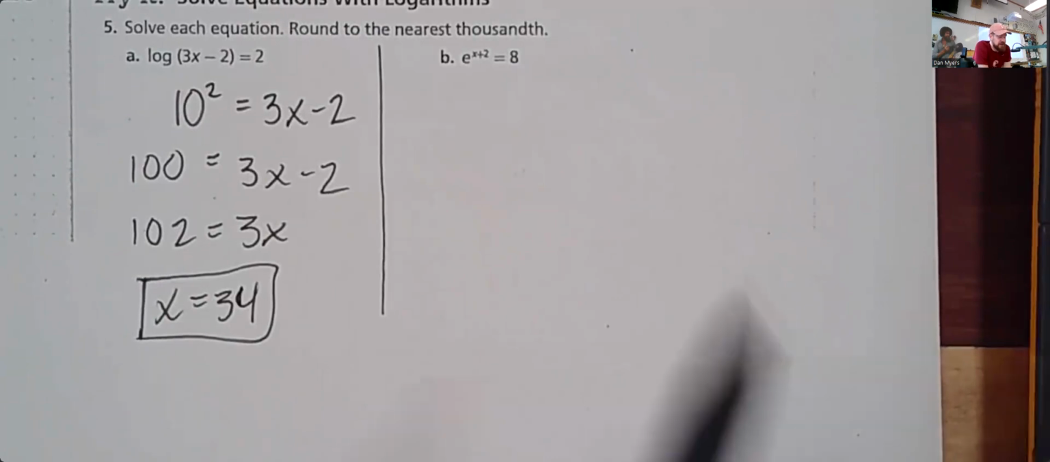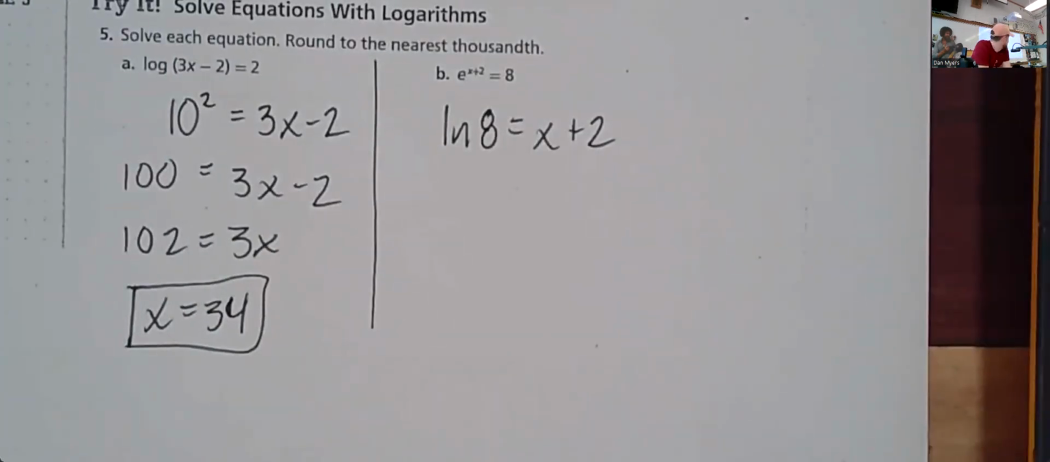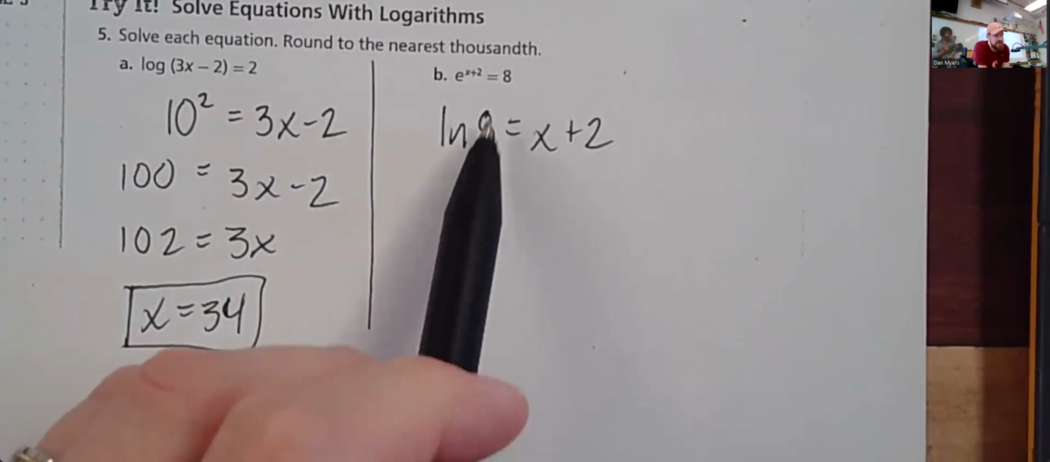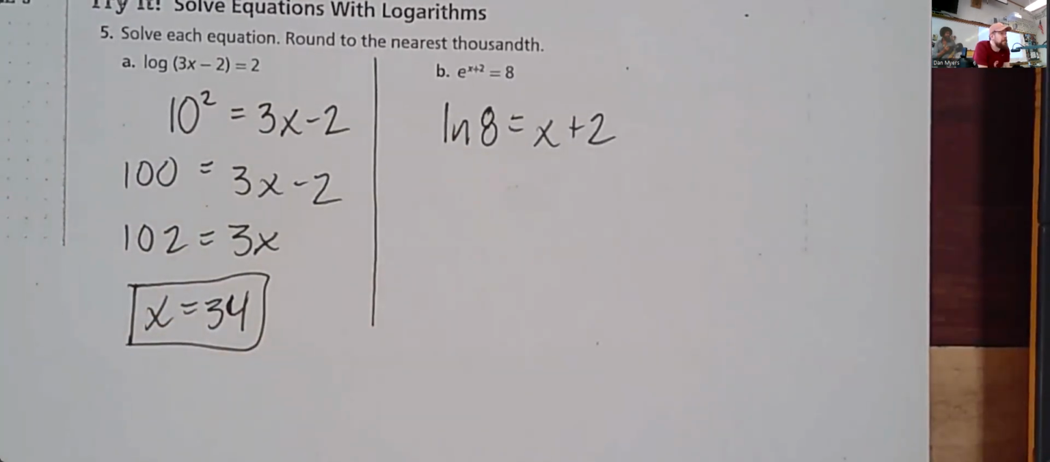How are we going to rewrite this one in natural logarithmic form? ln 8 equals x plus 2. Anytime you have the natural log, you don't need to do log base e. You can just write ln of the argument of 8 is equal to the exponent x plus 2. What's our next step? What do you think we should do now to get x by itself? Subtract 2. Good. So x is going to equal ln 8 minus 2.